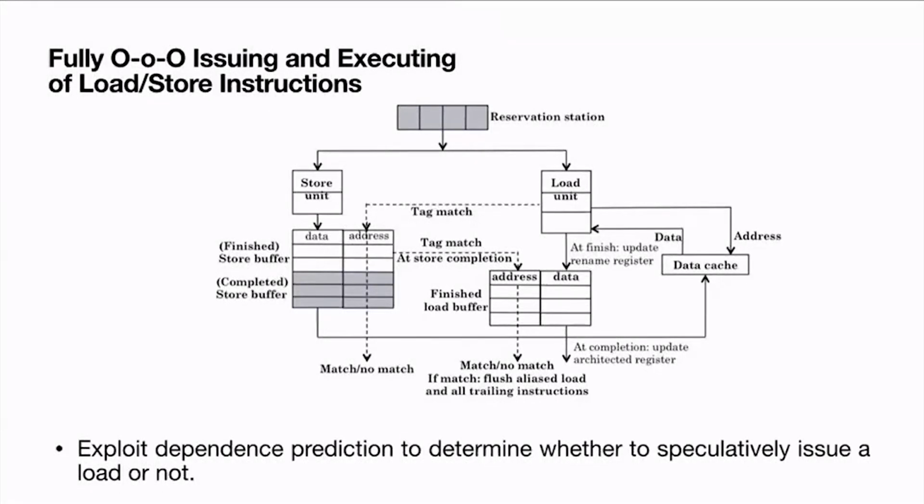And also there are techniques proposed to check whether the loads are dependent on the previous stores without actually computing the effective address. There are some prediction methods. Using that, if the predictor says this load is not going to be dependent on the previous stores, then just go ahead and execute the loads in a speculative fashion. Otherwise, you have to wait for the actual address computation and then compare with the stores and so on.